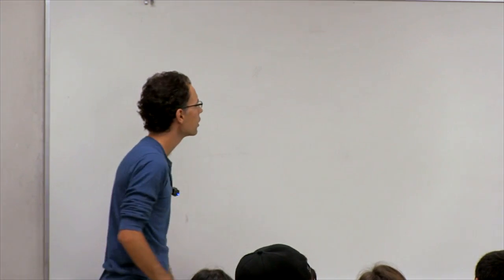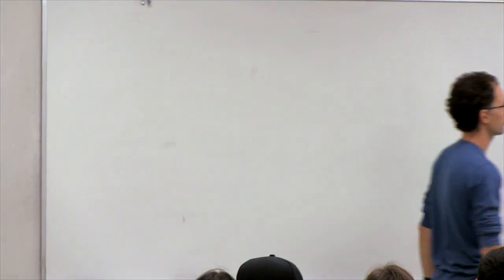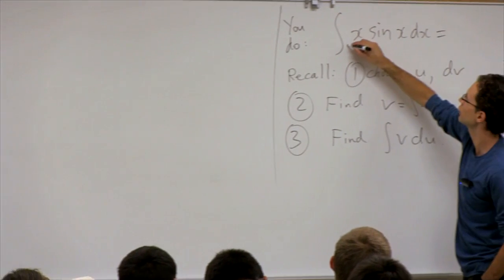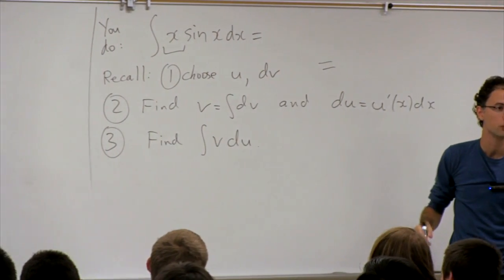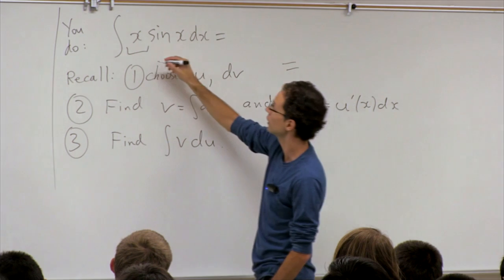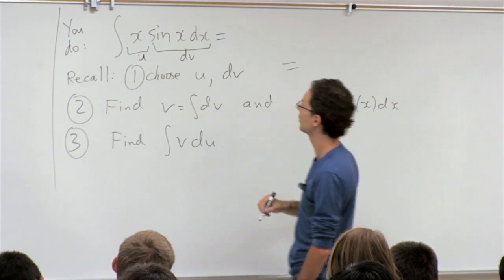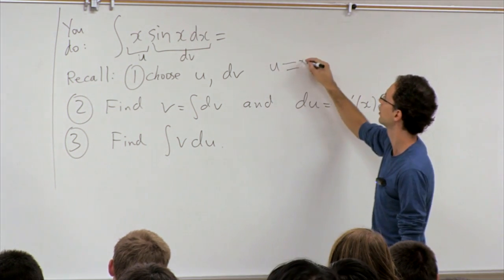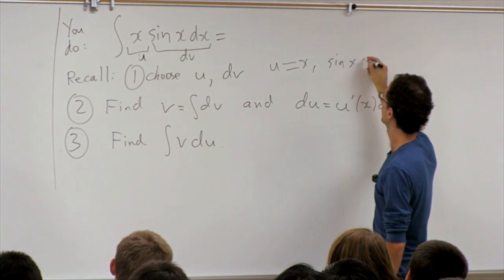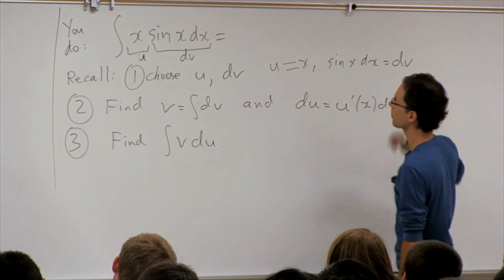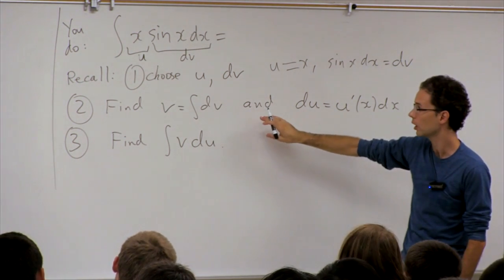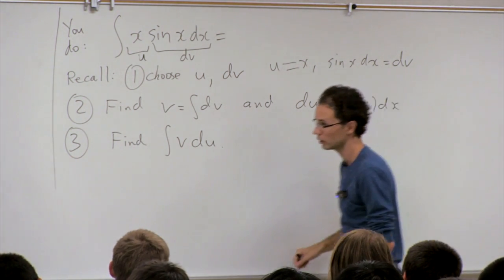How many of you have an answer so far? About half the class, even more. Great. So let me just quickly remind you. The choice, again, should be the obvious one in this case, where let's remove this power of x. So let this be u, and then the sine x dx we'll call dv. And then once you have that, we want to compute v and du.